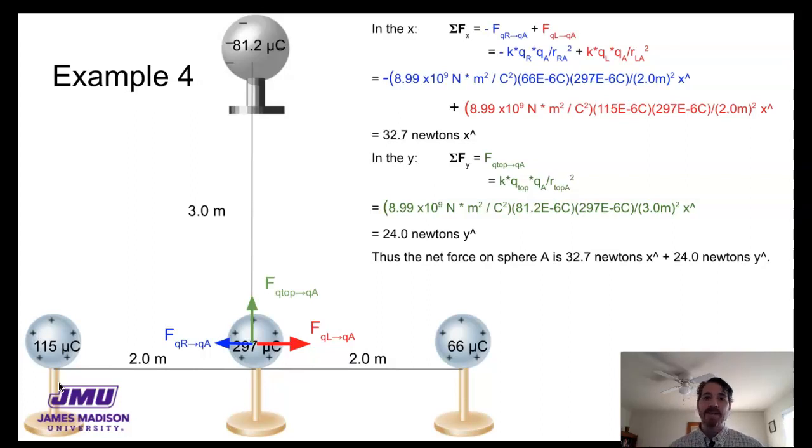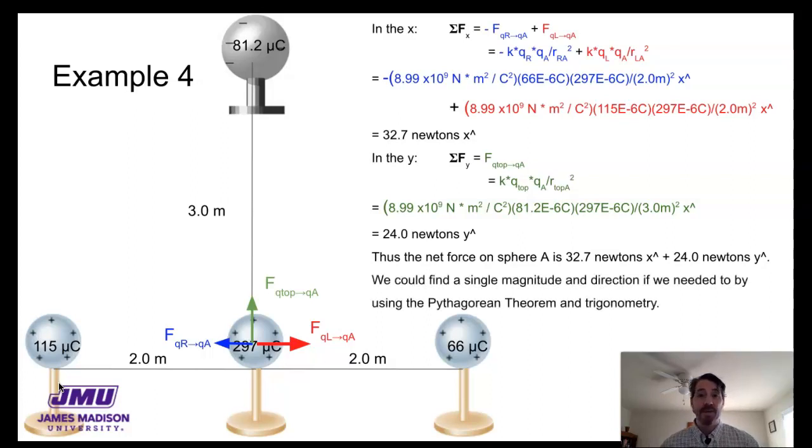If we were really asked to add those together to give a single resultant, like we had done with the pedestrian displacement, we could go back and find the net force using the Pythagorean theorem, saying 32.7 newtons squared plus 24 newtons squared would give us some net force squared. And we could find the exact angle. We weren't asked that here, so I didn't do that. That is the extent of what we would do with adding forces together. That is like the hardest that we could possibly make vector forces in Physics 150.